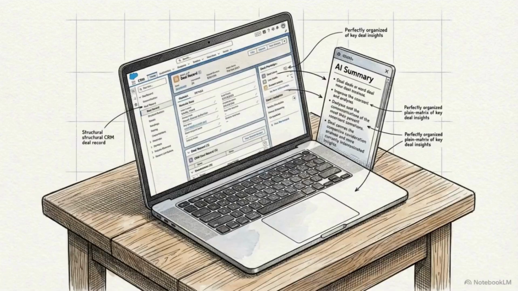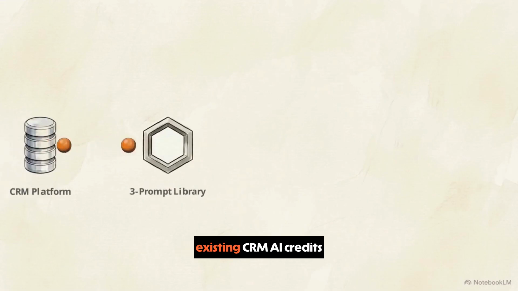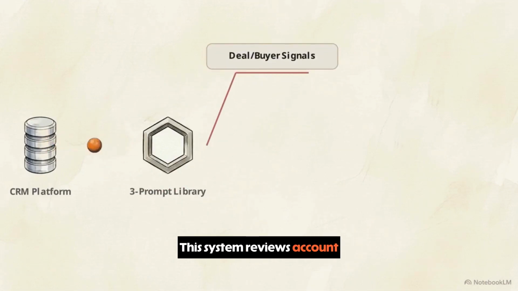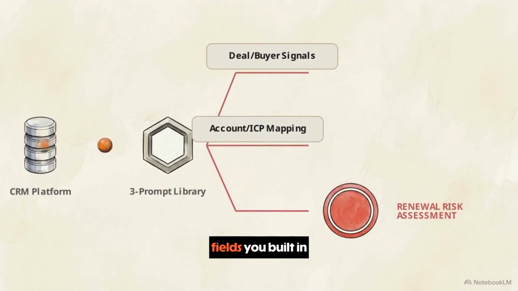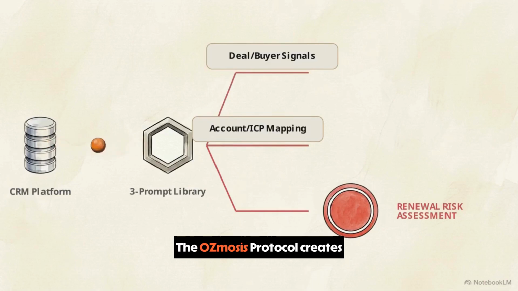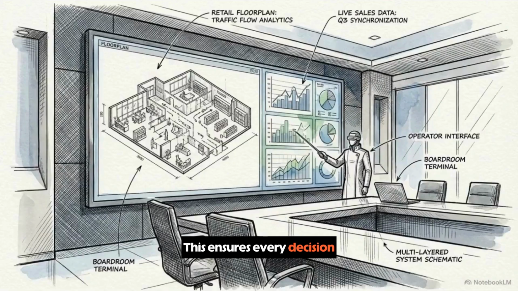AI then interprets these properties to generate deal summaries, giving reps a plain language synthesis of what the market changes mean for their accounts. For teams without external stacks, you can use existing CRM AI credits to run a 3-prompt library. This system reviews account activity, maps segments, and flags renewal risks based on the specific custom fields you built in Phase 2. The Osmosis Protocol creates an automated chain of intelligence running from market to frontline operator. This ensures every decision is backed by live operational reality rather than isolated, outdated data points.